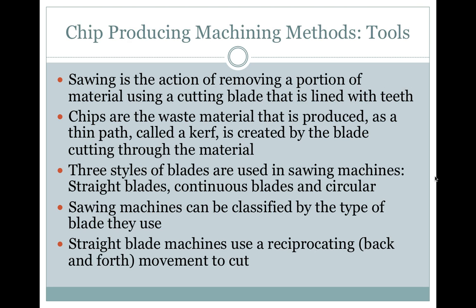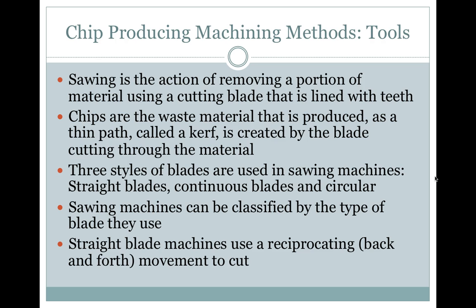Tools. Sawing is the action of removing a portion of material using a cutting blade that is lined with teeth. Chips are the waste material that is produced, as a thin path, called a kerf, is created by the blade cutting through the material. Three styles of blades are used in sawing machines: straight blades, continuous blades, and circular.